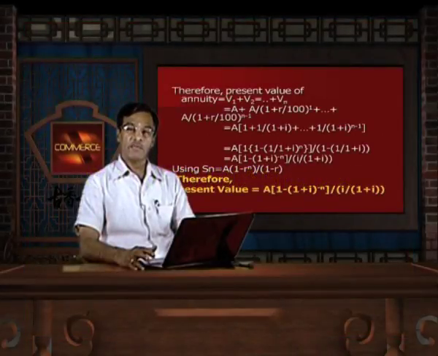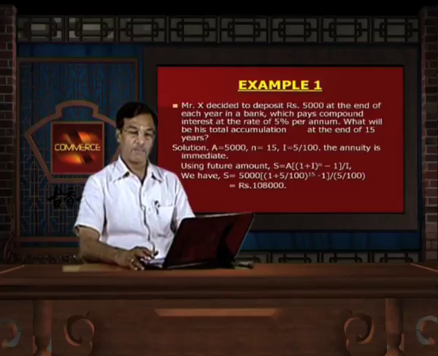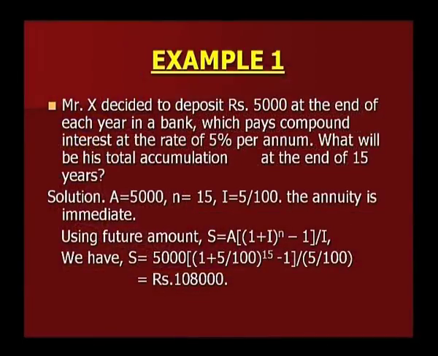Now, I will explain to you the calculation of present value by taking some examples. Example 1. Mr. X decided to deposit rupees 5,000 at the end of each year in a bank which pays compound interest at the rate of 5% per annum. What will be his total accumulation at the end of 15 years?